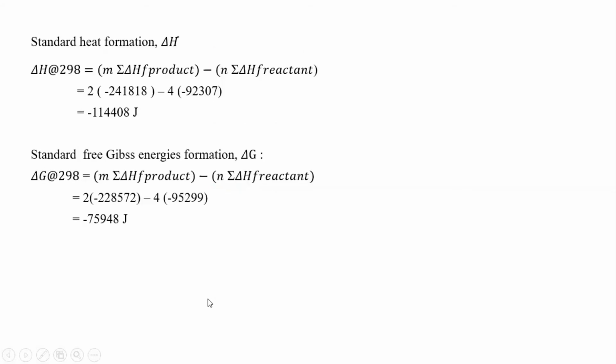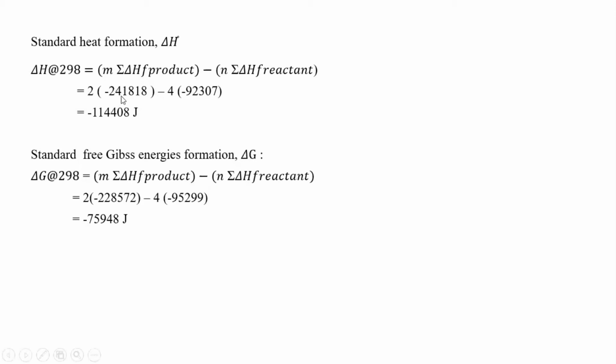Alright, then we need to find the standard heat of formation, which is the enthalpy at 298 Kelvin at standard state, equal to the summation of products minus the summation of reactants. Since from the reaction, the product has 2 mole of H2O minus 4 mole of HCl, which is the reactant, we got the value of negative 114408 joule.